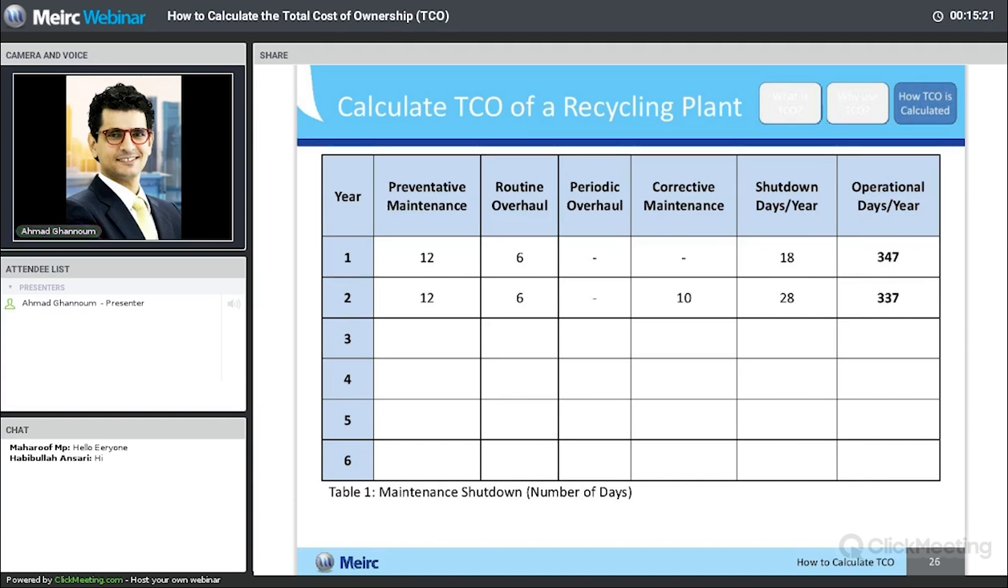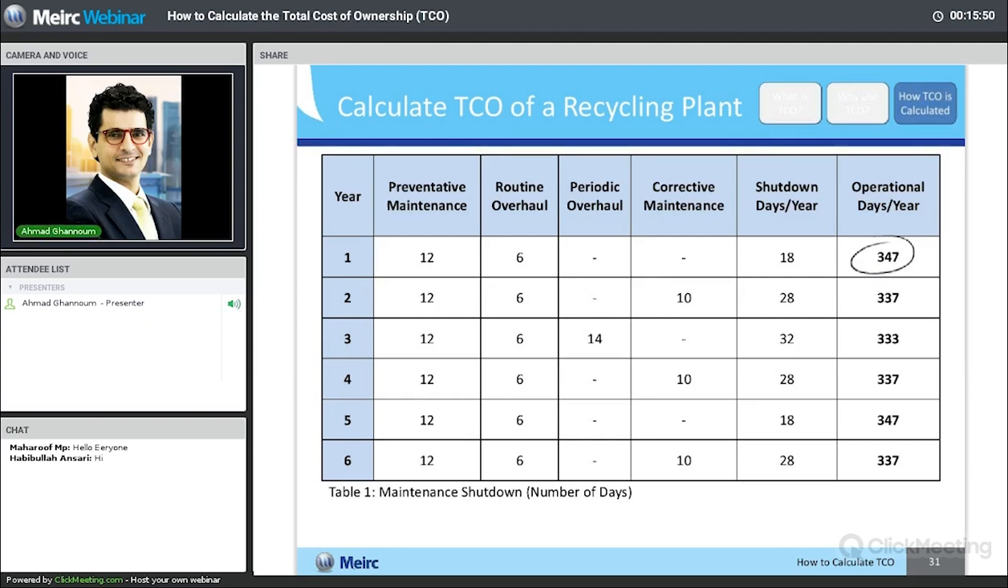Year 2 is practically the same, but we're just adding another 10 days of shutdown for corrective maintenance. We've budgeted for that, remember? So that brings our total operational days per year to 337. We're going to go ahead and do the same for the remaining years, and this is what the picture is going to look like once we budget for all maintenance and shutdown operations.